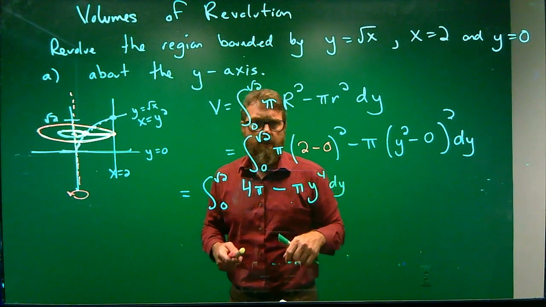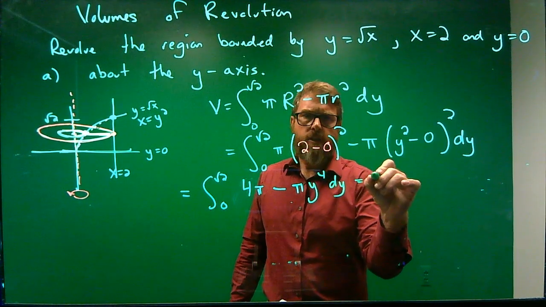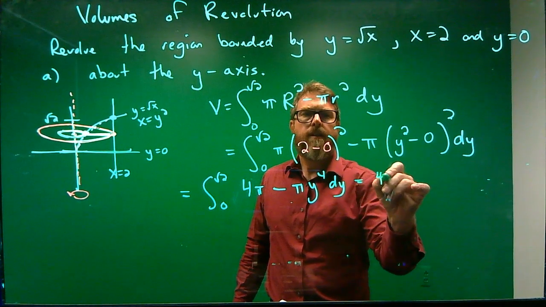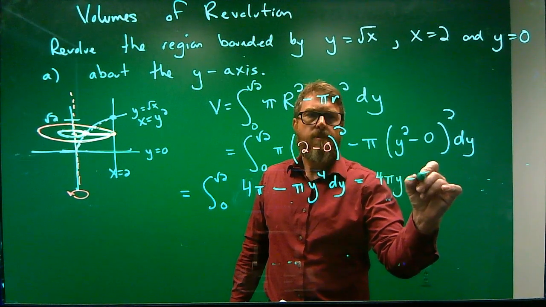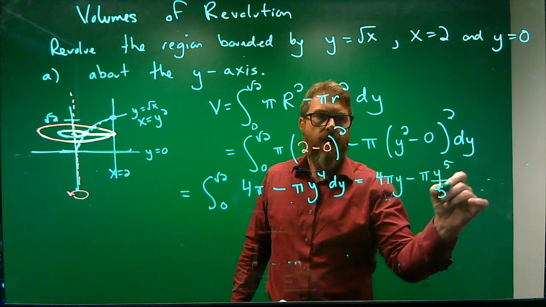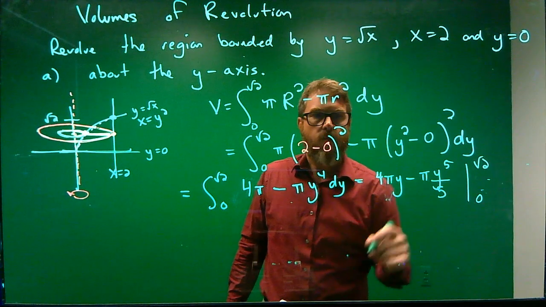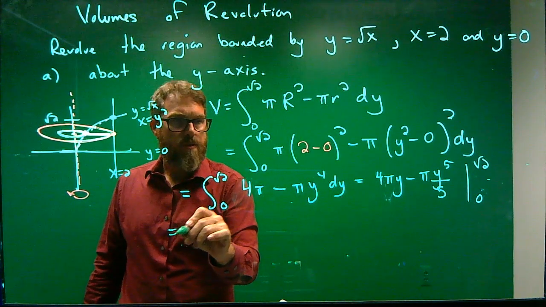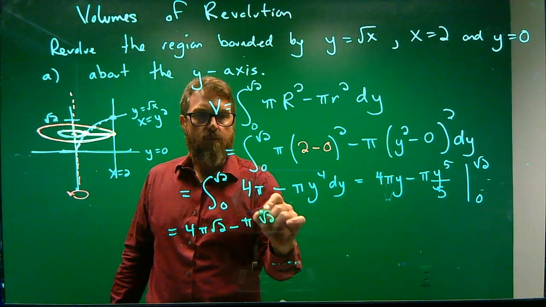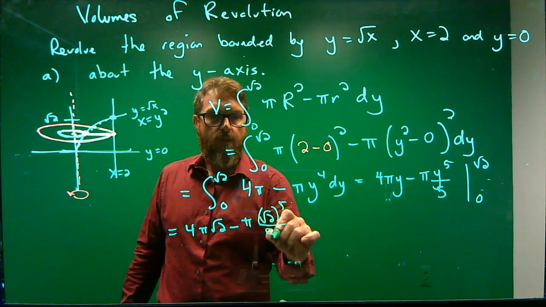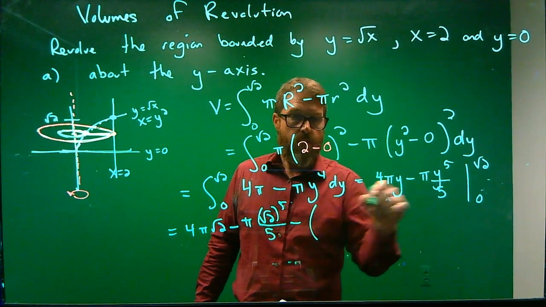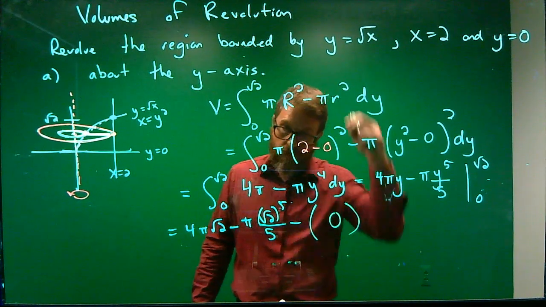And now this is easily integrable, so this is going to be 4 pi y minus pi times y to the 5th over 5 evaluated from 0 to root 2. So then we'll plug in the top, we'll plug in the bottom. So this is 4 pi root 2 minus pi times root 2 to the 5th all over 5 minus, well, when you plug in 0, this will be 0, this will be 0, so this will all be just 0.